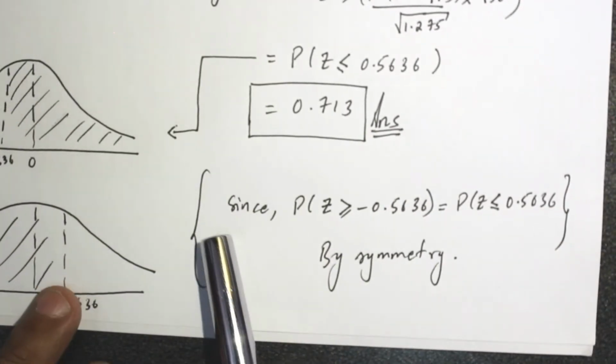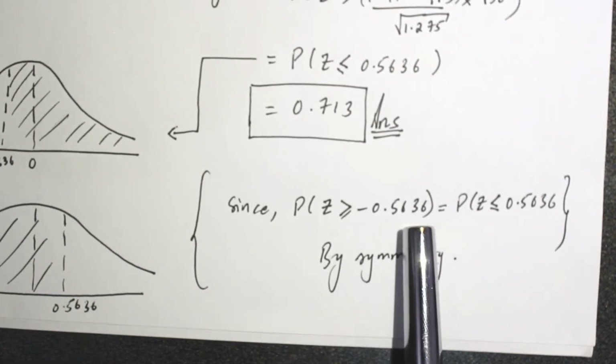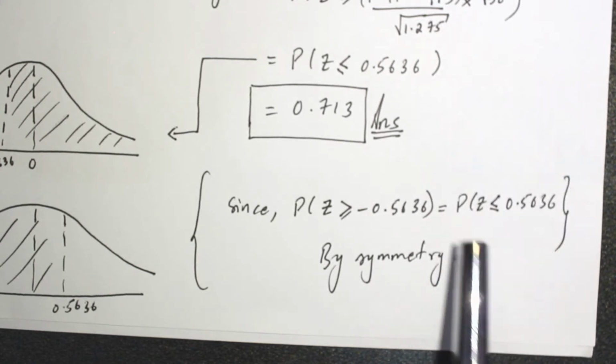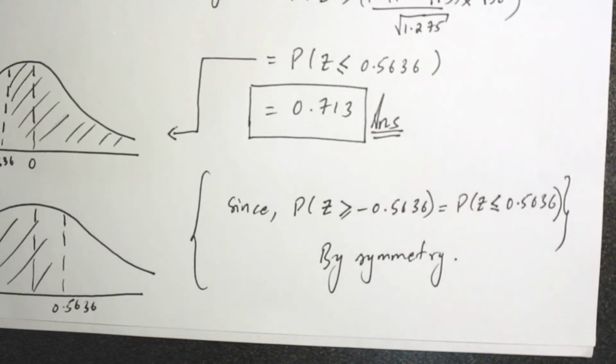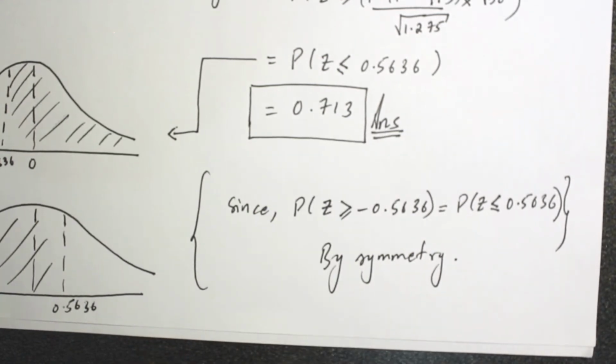So I've given a reason here that if PC is greater than or equals to this, then this also implies it's equals to this. And this is the value that we have found here. Okay, that's for question number 1. Now let's move on to the next question.